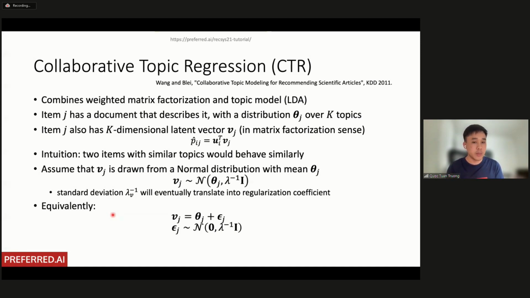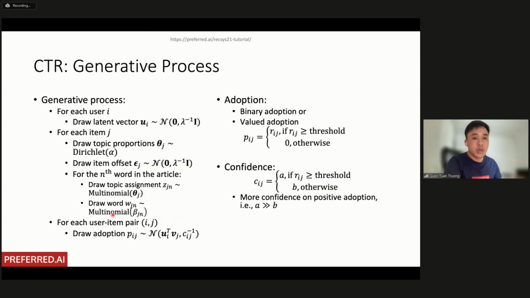So that is the two key assumptions of this model. You take a look at the item latent factor, which is drawn from the normal distribution, as well as the user latent factor. And this is the generative process of the CTR model. So basically, the additional part here is the latent user vector U, also drawn from the normal distribution, whereas for each item, it pretty much follows the same process as the LDA topic model.